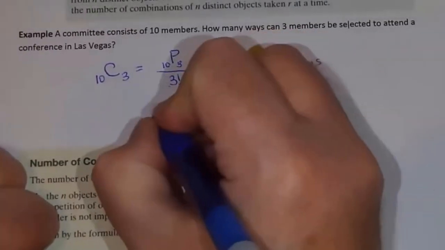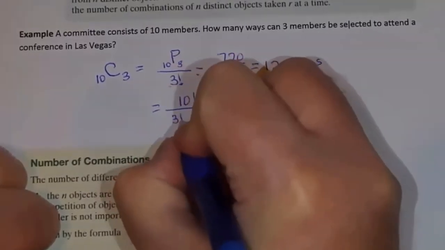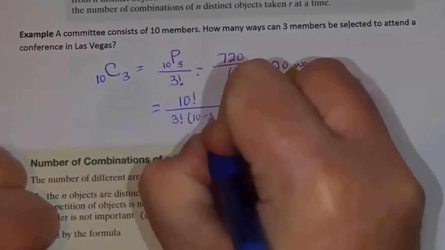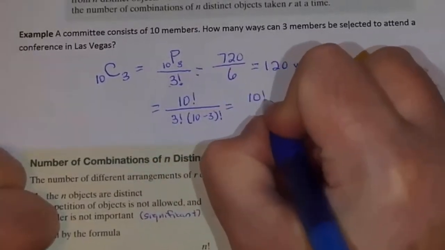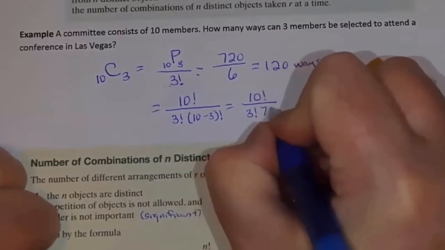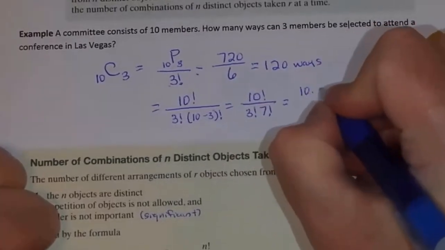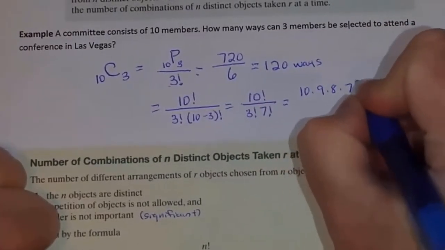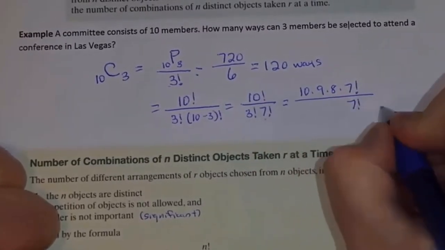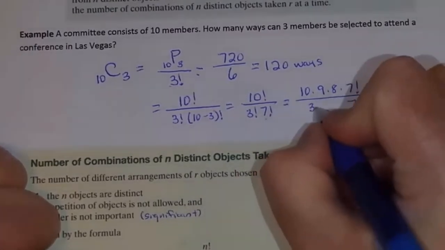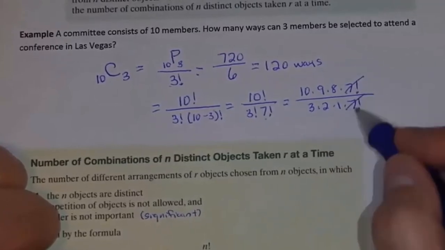So in this case, that would be 10 factorial divided by 3 factorial times 10 minus 3 factorial. And so that would be 10 factorial over 3 factorial times 7 factorial. Now, if we take a look at that, 10 factorial means 10 times 9 times 8 times 7, 6, 5, 4, 3, 2, 1. 7 factorial means 7, 6, 5, 4, 3, 2, 1. 3 factorial means 3 times 2 times 1. Now, the 7, 6, 5, 4, 3, 2, 1 on the top and bottom is all going to cancel out.